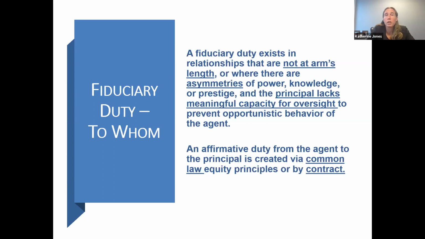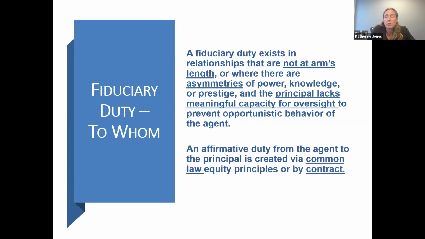If you recall, when we talked about contracts, we assumed that the parties had equal bargaining power and can negotiate a contract. Fiduciary duty assumes that those relationships do not exist and that there are asymmetries of power, and that the principal lacks meaningful capacity for oversight to prevent opportunistic behavior.